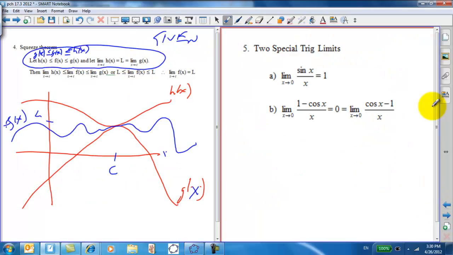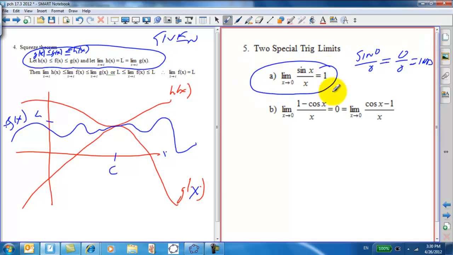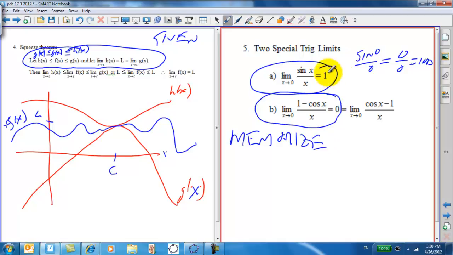Now there's a couple special trig limits that the squeeze theorem helps us prove. You know, if you try and do the limit as x goes to 0 of sine x over x, and you just try and plug and chug on that one, you get sine of 0 over 0, which is 0 over 0, which is indeterminate. It's not 0, it's not 1, it could be anything. But we're going to prove this. So you're going to memorize these two. Don't plug and chug on these because you keep getting 0 over 0. Memorize those two, and we're going to apply them in many situations.